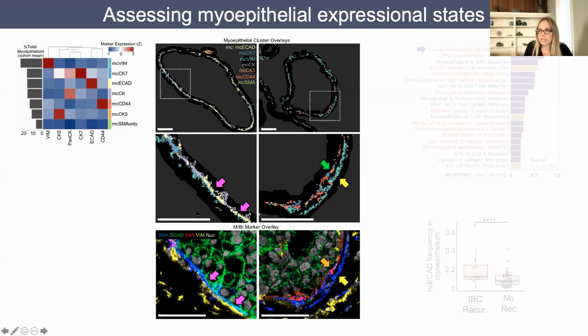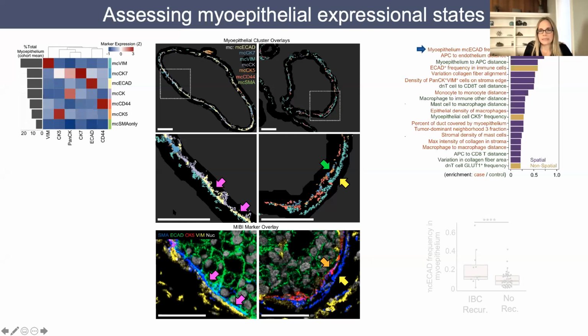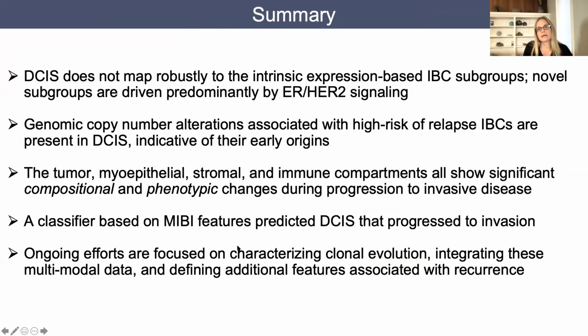And importantly, when we look at the top features that we're able to discriminate between women who never recur versus those who developed invasive disease after surgery for DCIS, we see that there's really this striking prominence of E-cadherin positive smooth muscle actin positive myoepithelial states. And this turns out to be amongst the most predictive. And in fact, if we quantify this in invasive cancers versus those that do not recur, we find that this is statistically significant.